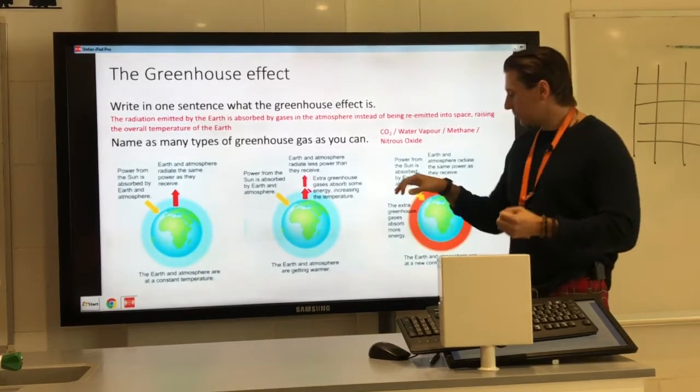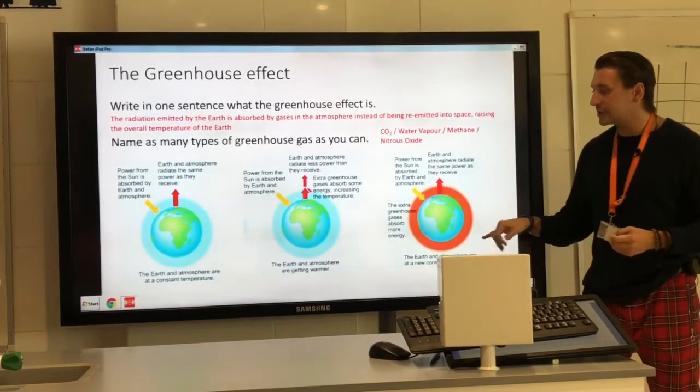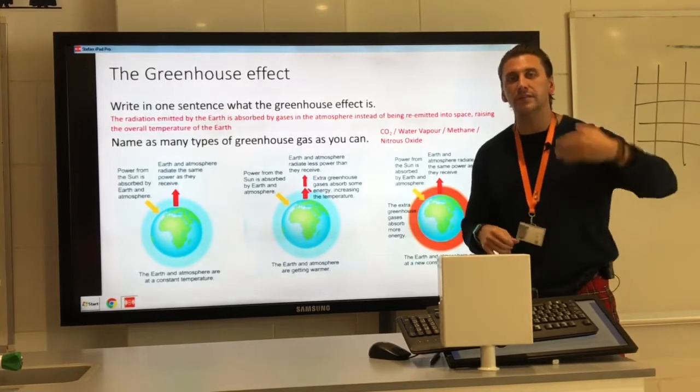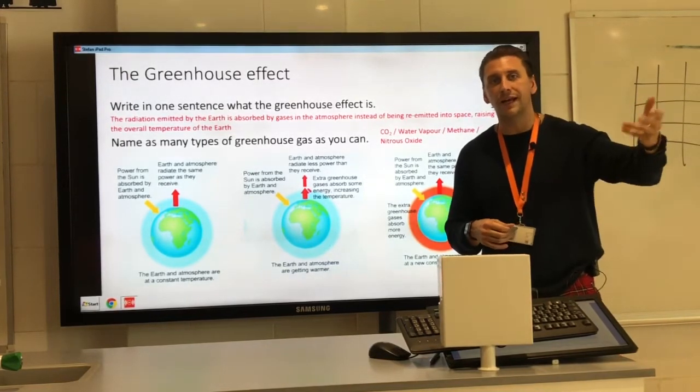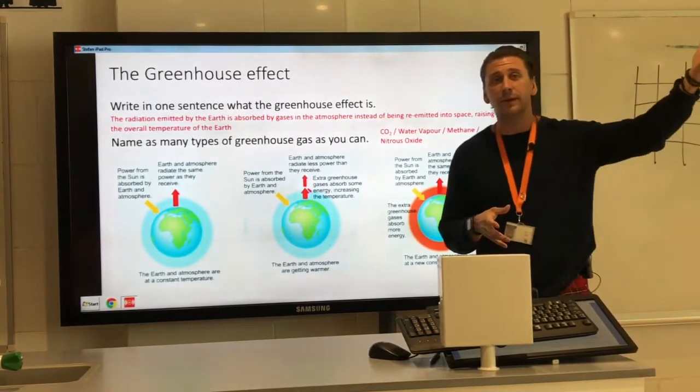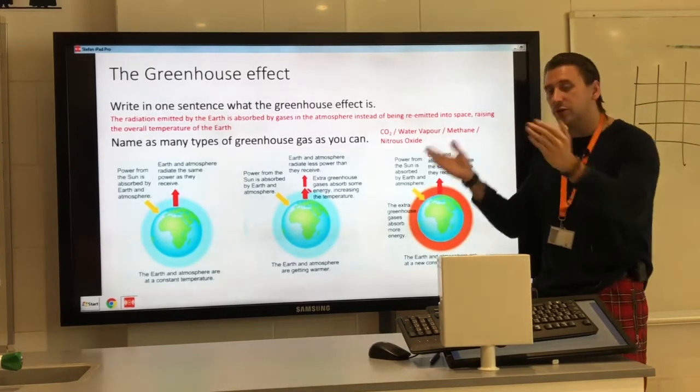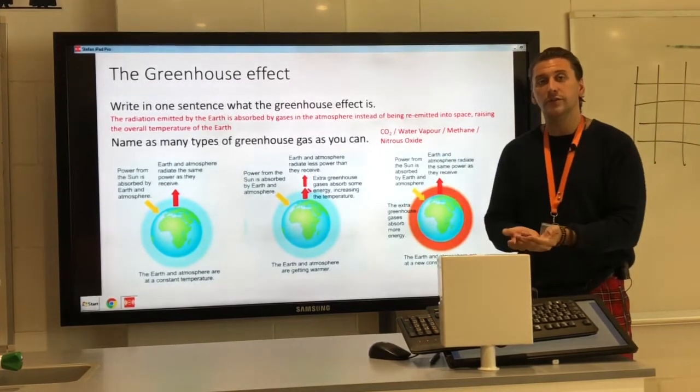All right? What's going to happen eventually, though, in the future is as the temperature continually increases and we keep taking in more than we're giving back, eventually, just like the light bulb in the example, the temperature will reach a new constant temperature.